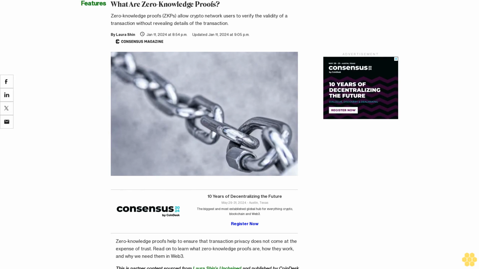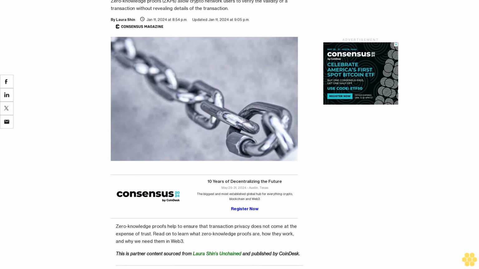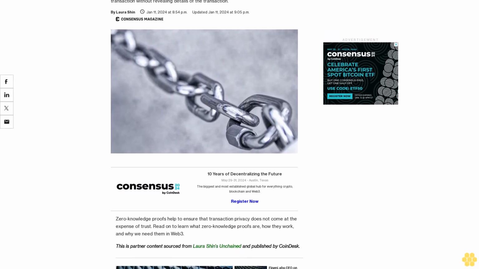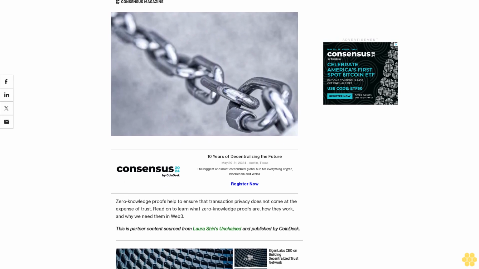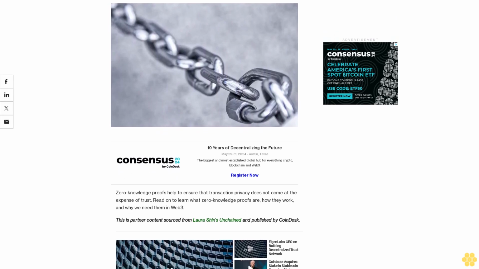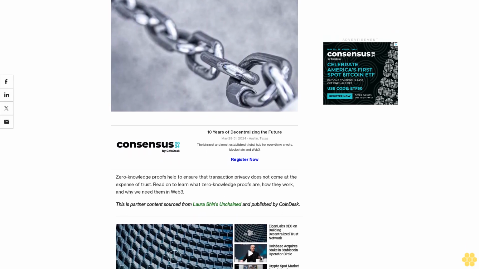What are zero-knowledge proofs? Zero-knowledge proofs (ZKPs) allow crypto network users to verify the validity of a transaction without revealing details of the transaction. Zero-knowledge proofs help to ensure that transaction privacy does not come at the expense of trust. Read on to learn what zero-knowledge proofs are, how they work, and why we need them in Web3.